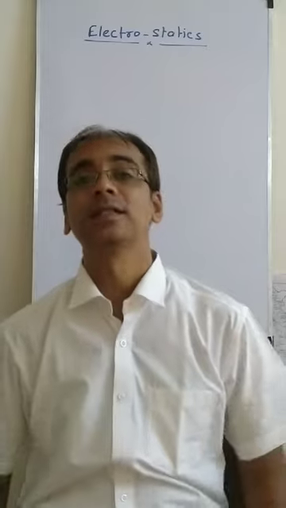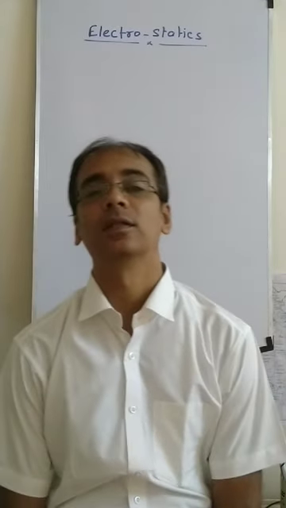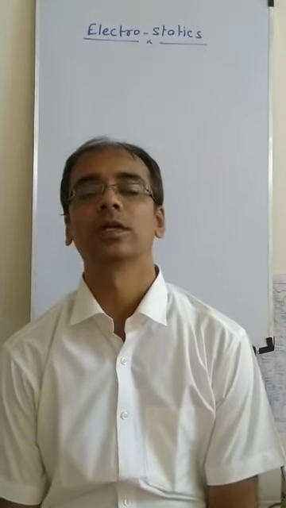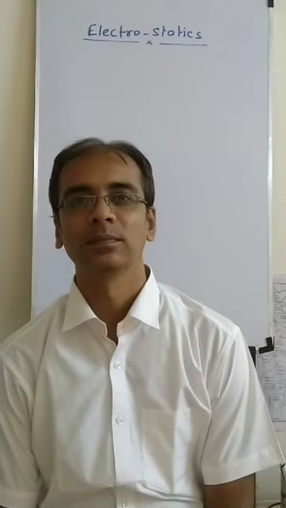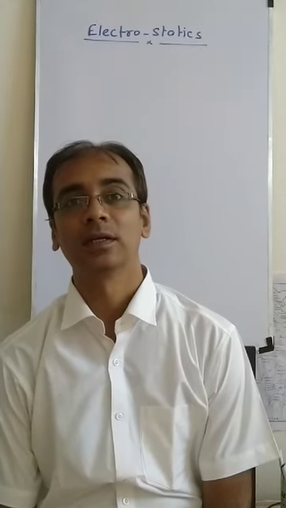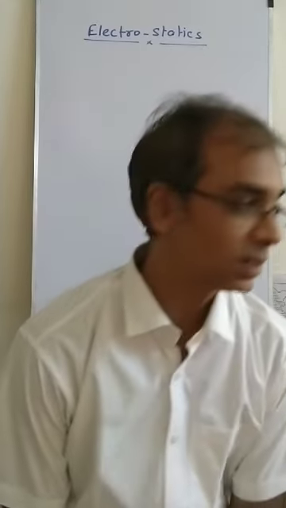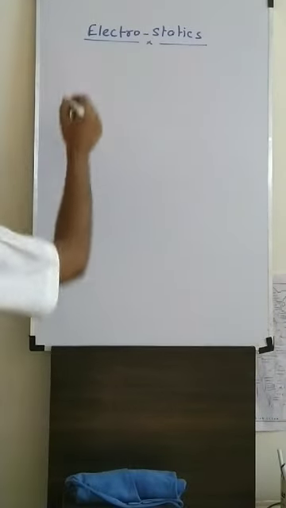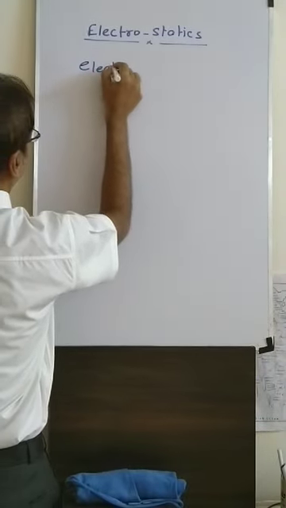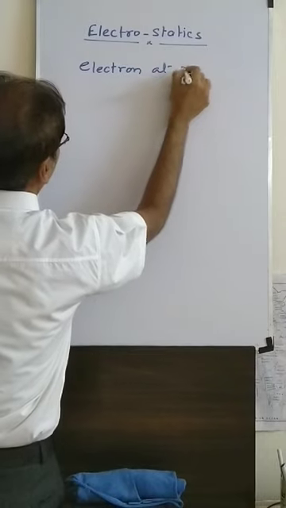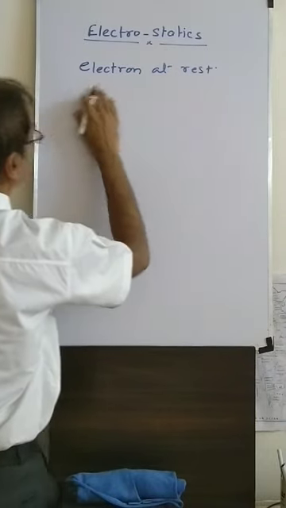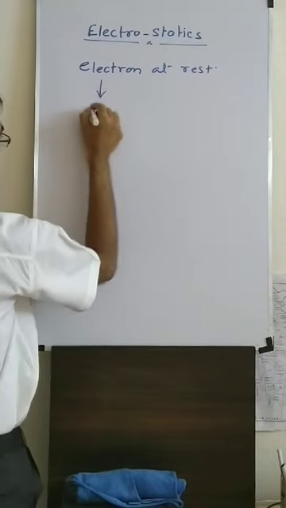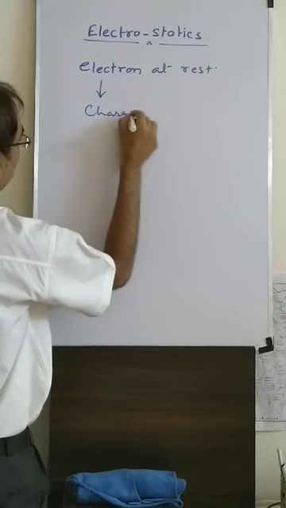Okay, and in this topic you can see that the word is electro. Electro means electron over here. Statics means at rest. So this means electrostatics is electron at rest. Electron at rest. Okay, and here electron actually means charge. There is charge at rest.